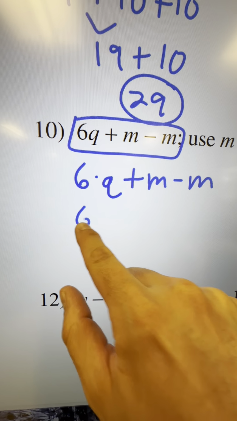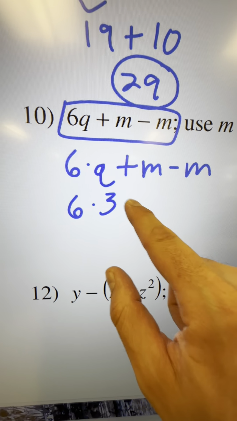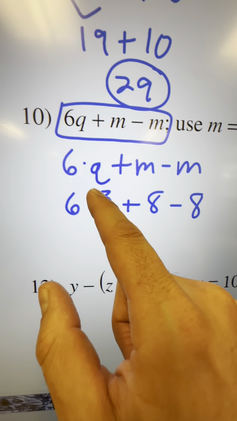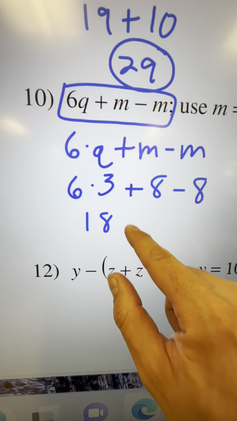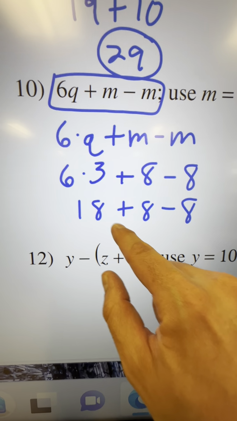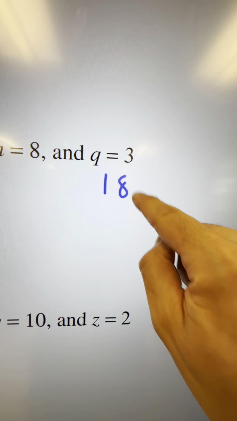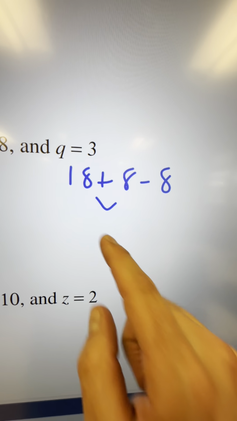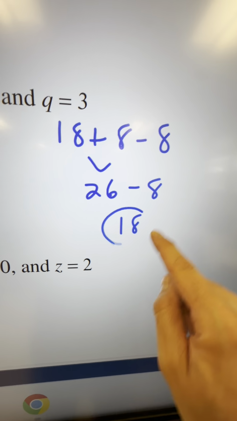So when I replace q, it's 6 times 3, plus m, which is 8, so 8 minus 8. Then we have multiply, add, subtract. What's first? Multiplication, so we get 18 plus 8 minus 8. I'm just going to bring the work over here. Because we add and subtract from left to right, I get 26 minus 8. When I subtract this, I get 18.